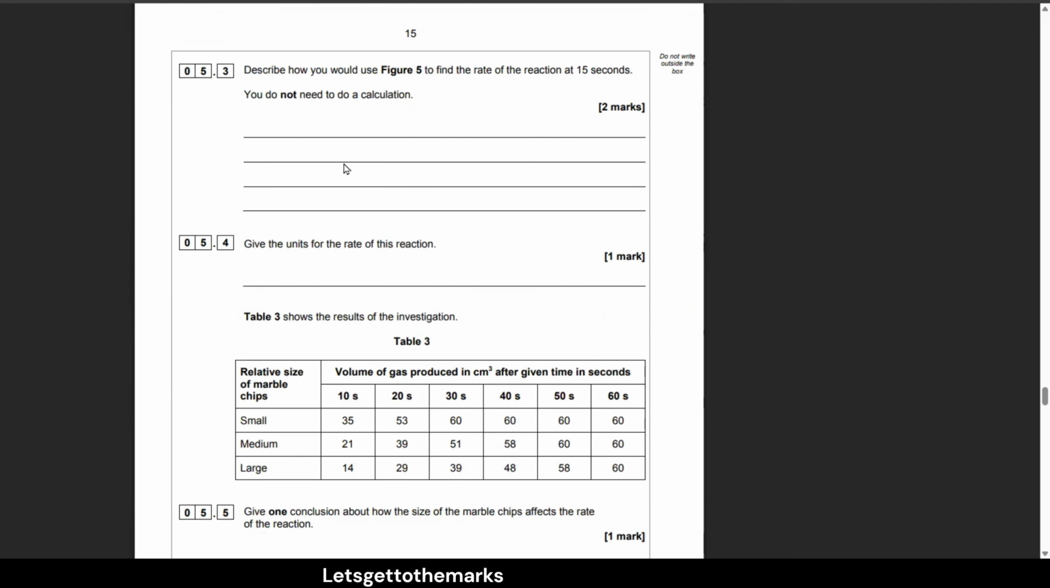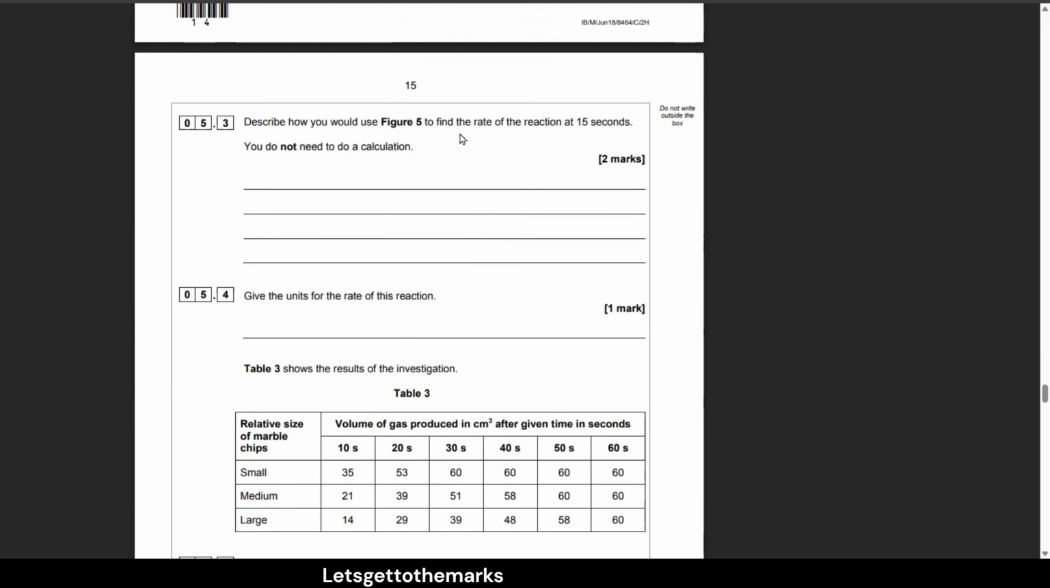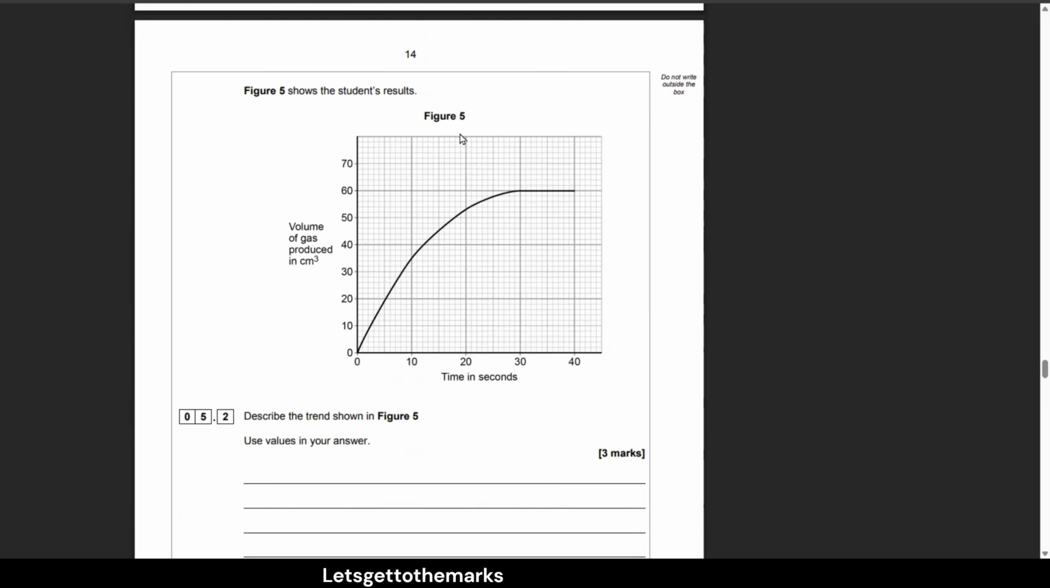Okay, 5.3. Describe how you would use figure 5 to find the rate of reaction at 15 seconds. You don't need to do a calculation. Quite often you will have to do this, so I'll show you what you do anyway. It's worth 2 marks. So why don't you pause the video? How would I find the rate of reaction here?